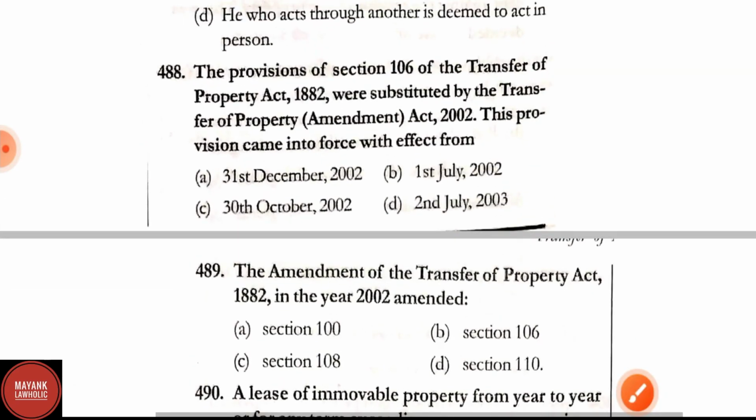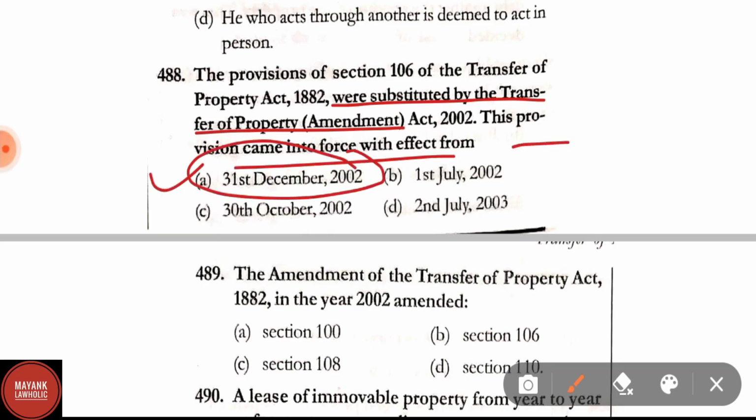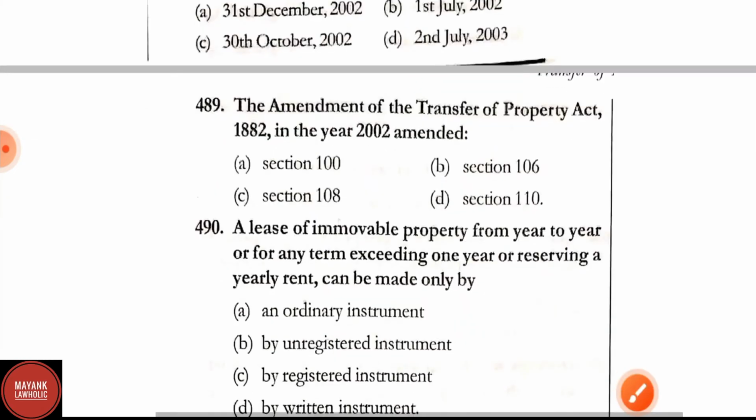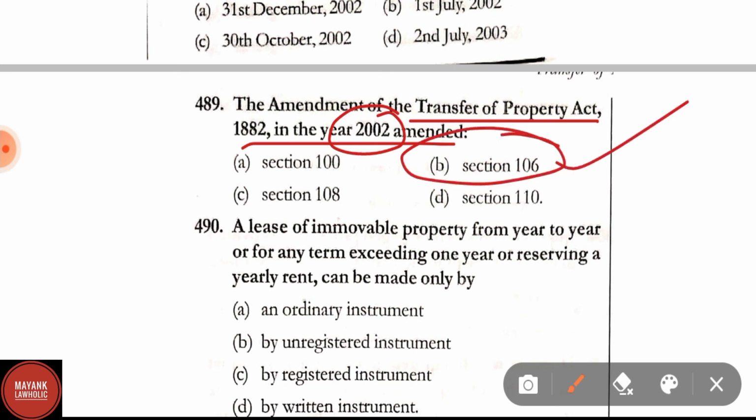Question number 488. The provision of section 106 of the Transfer of Property Act was substituted by the TPA Amendment Act 2002. The provision came into force with effect from, correct answer is option A, 31st December 2002. Question number 489. The amendment of the Transfer of Property Act 1882 in the year 2002 amended section 100, section 106, section 108, section 110. Here correct answer is option B, that is section 106.